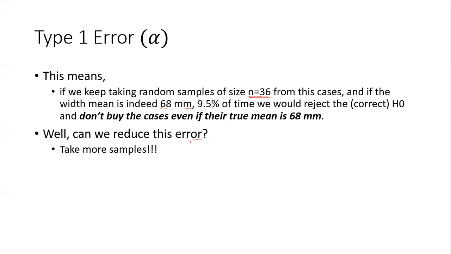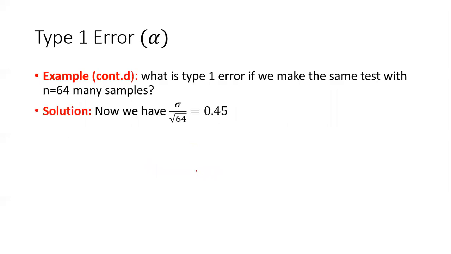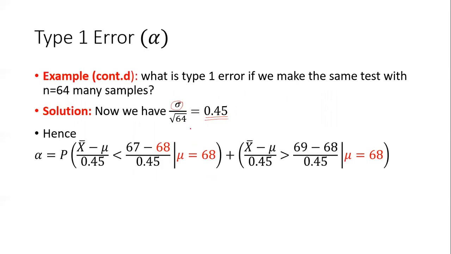So how can we reduce this error? Well, you can just take more samples, right? If you take more samples, it means more data, then you may reduce this error, okay? So let's try the same example with n equal to 64. So now we have the standard deviation sigma divided by root 64, which is equal to 0.45, okay? Remember, sigma was 3.6, so this is 3.6 divided by 8, which is 0.45.